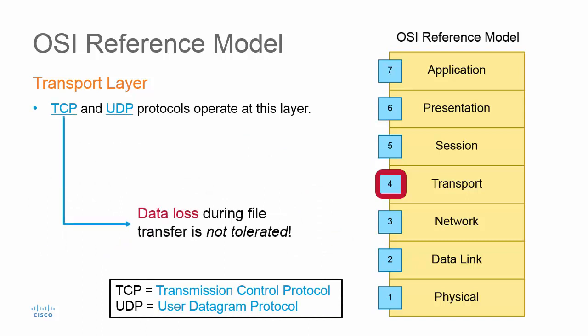TCP is used when data loss during file transfers cannot be tolerated, and UDP is used when some data loss is acceptable. Normally, that would be video streaming, where speed is important.